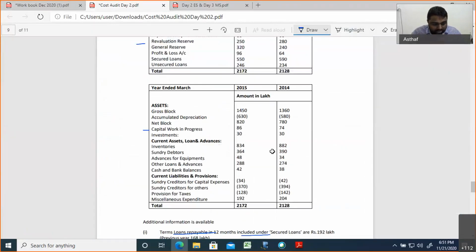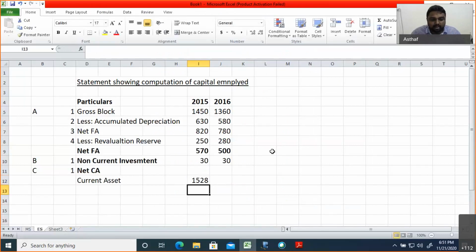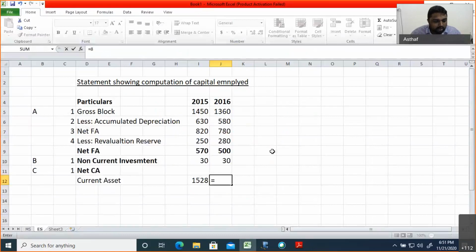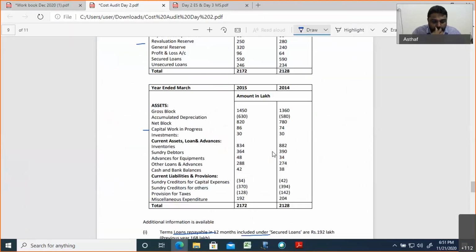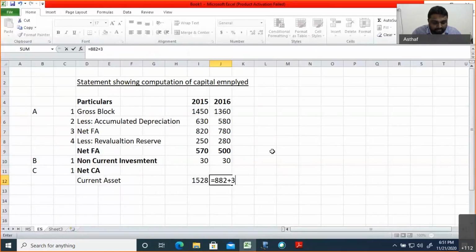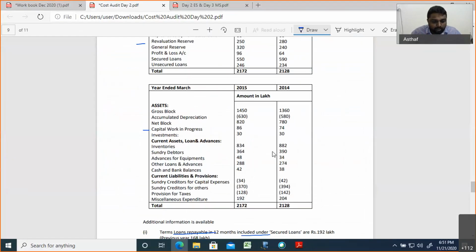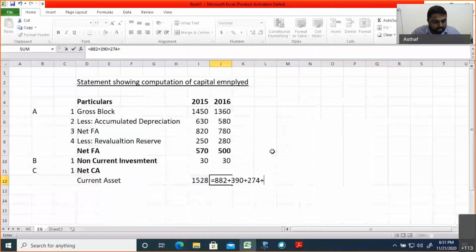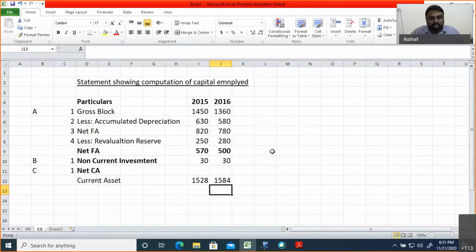And some of the friends already started giving the answer. Very good. So 882. Next is 390. Advance for equipment will not come. 274. Next will come 38. So the next total will be current asset. So we want net current asset.